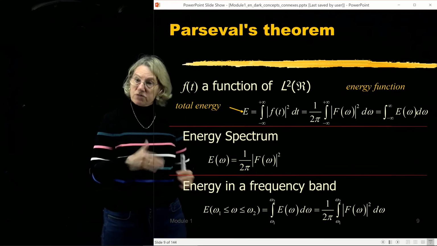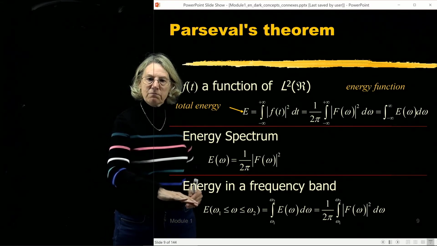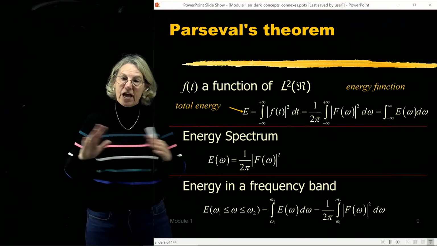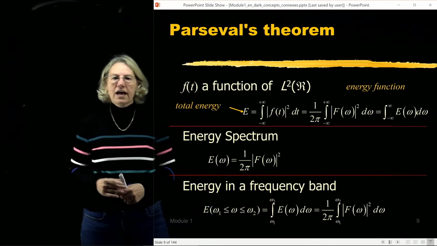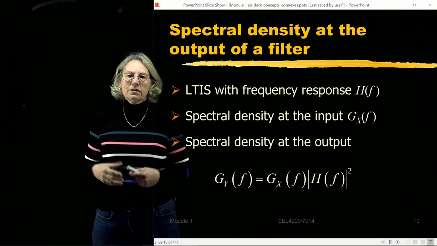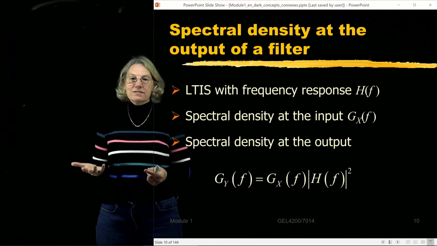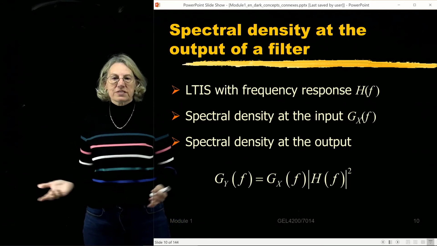So Parseval's theorem allows us to define a spectrum, and from the spectrum we can have this concept of how much energy is in a band. And the way we find it is, of course, to take the integral of the energy spectrum across the band of interest. So let's start looking at what happens if I take a signal and put it through a linear system. What happens to its spectrum?